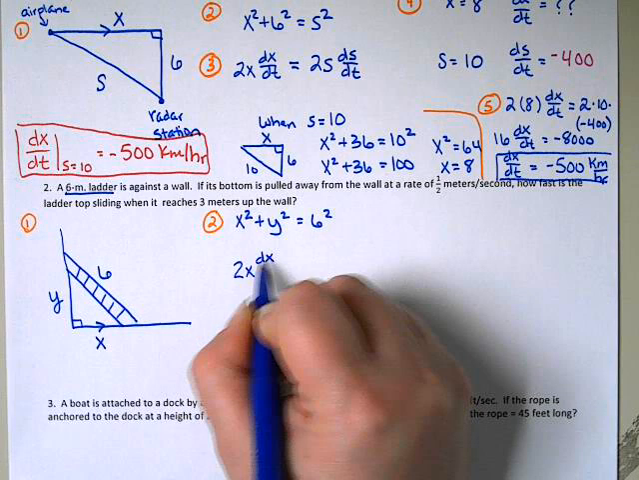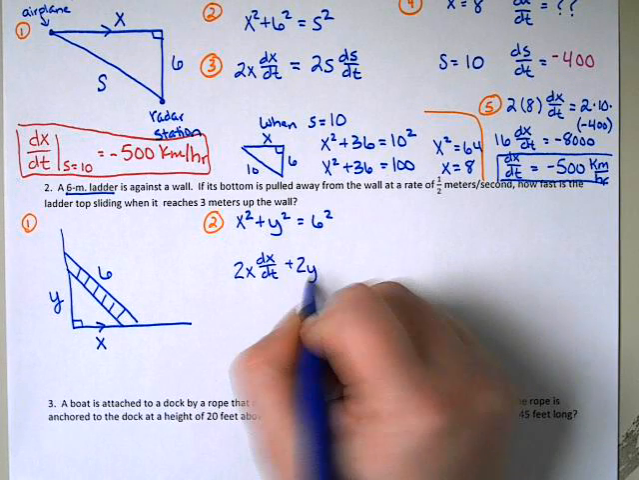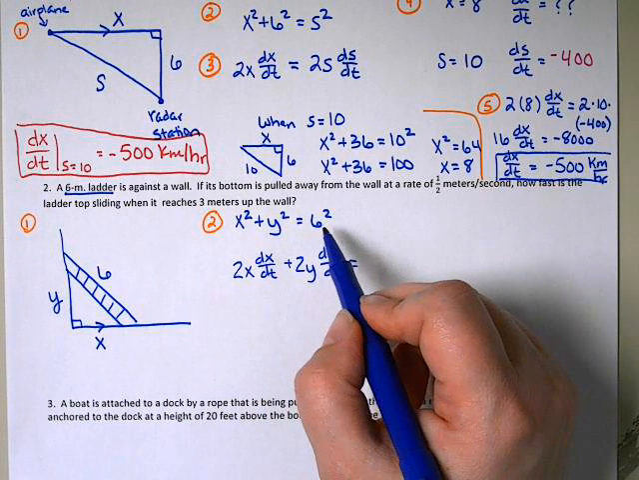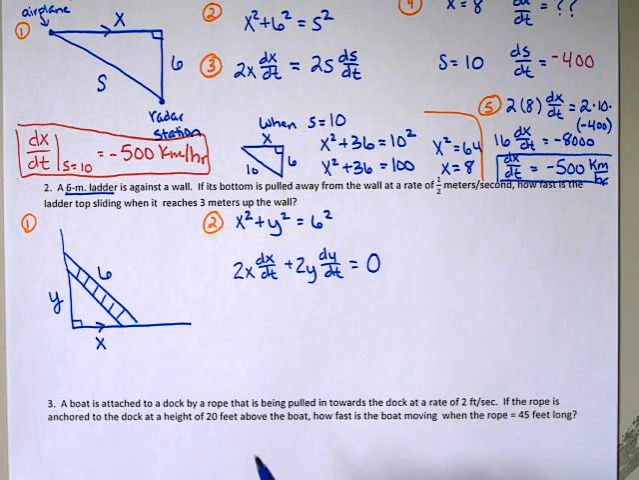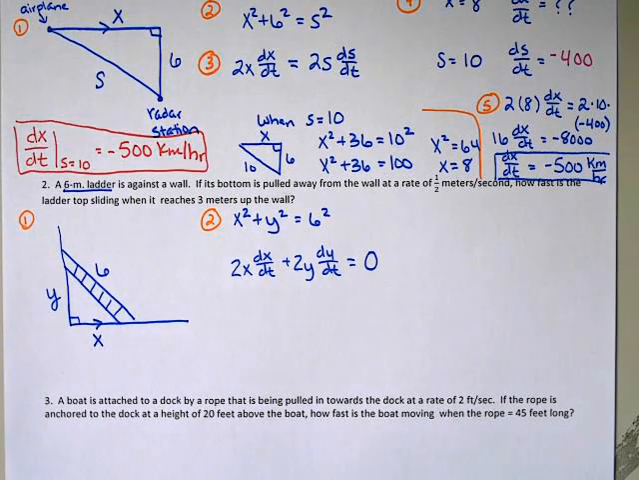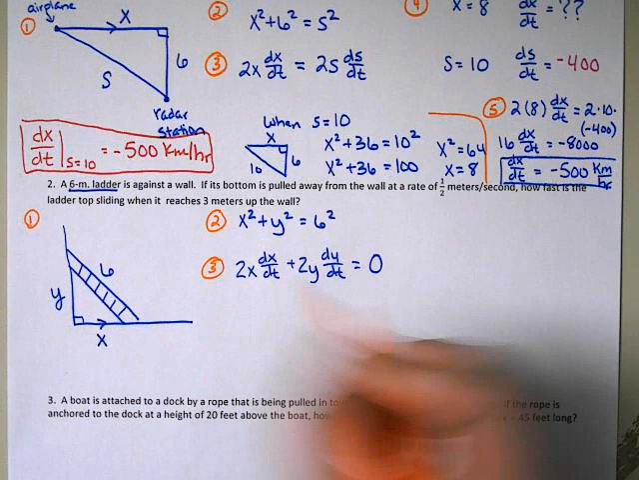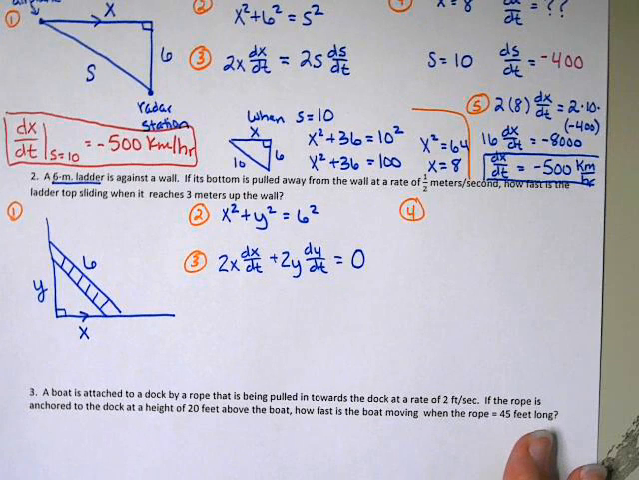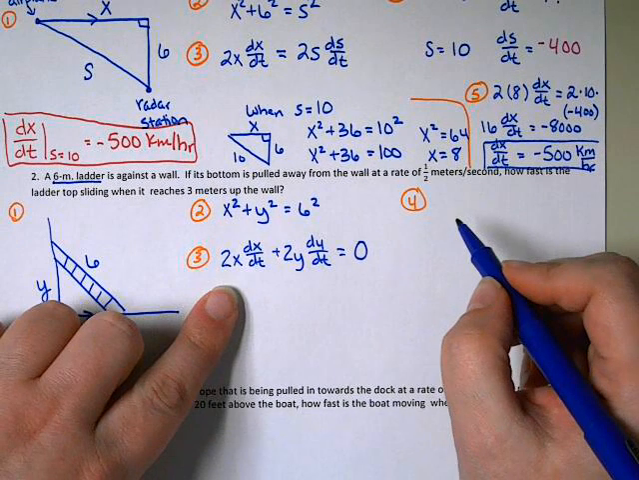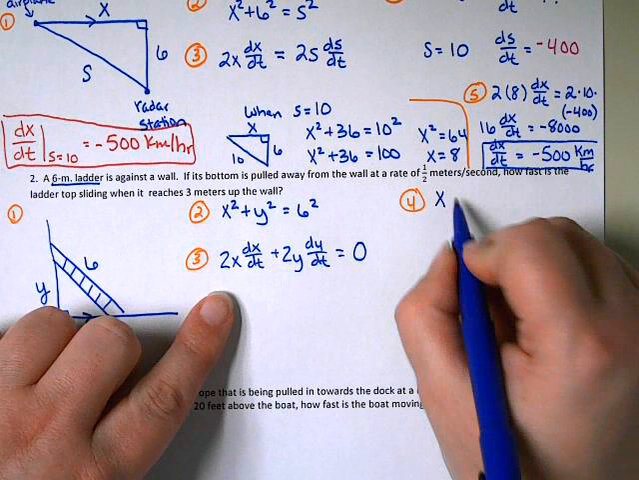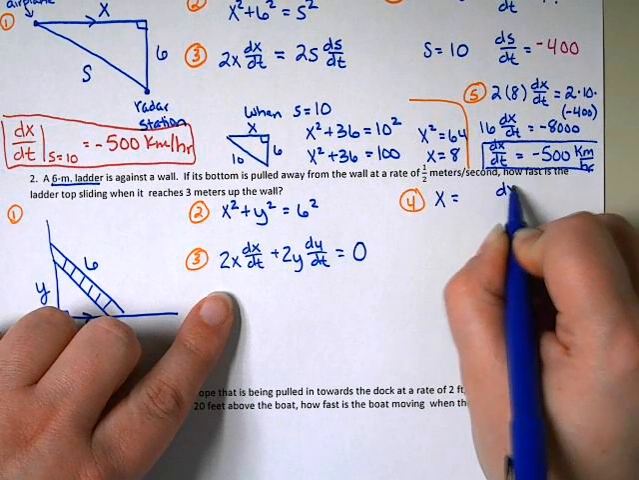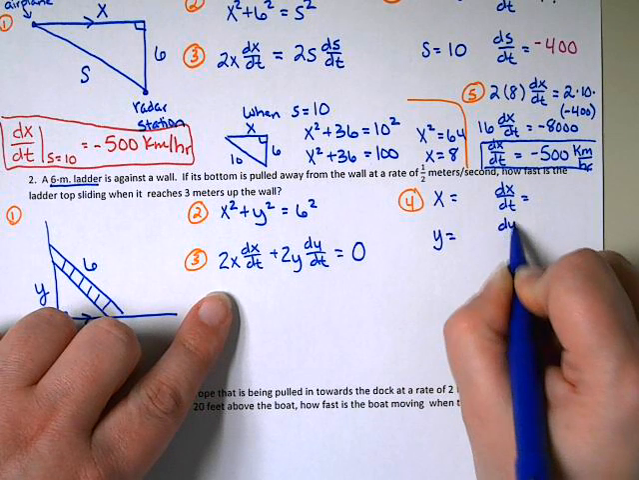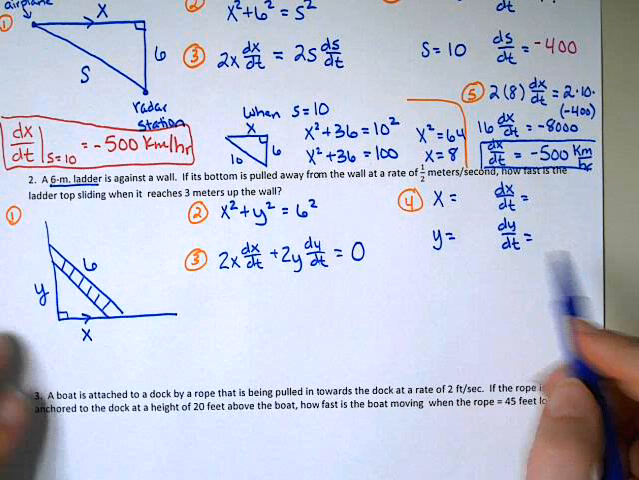So 2x dx/dt plus 2y dy/dt equals 36, and the derivative of that then is 0. So that's my step 3. Step 4 is to write the variables and derivatives that I need. So I know that I need x, and I need dx/dt. I need y and dy/dt. So let's see what I know.